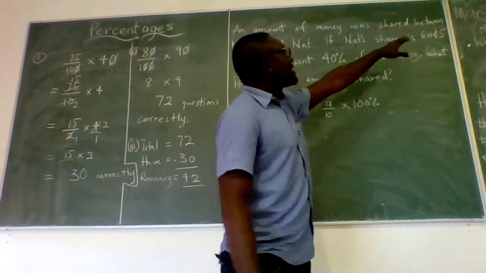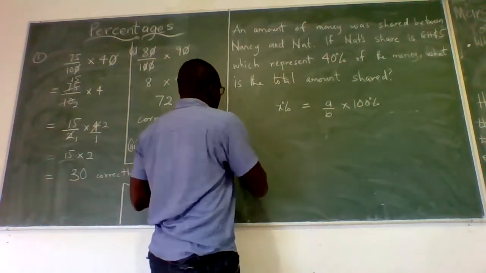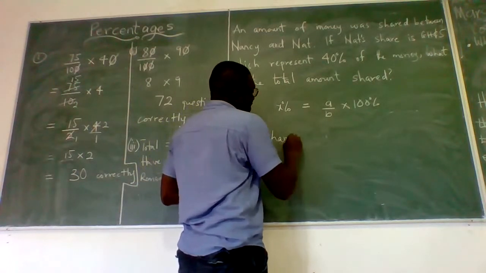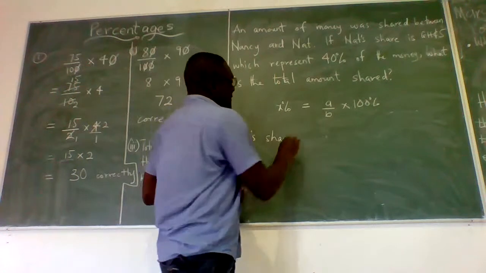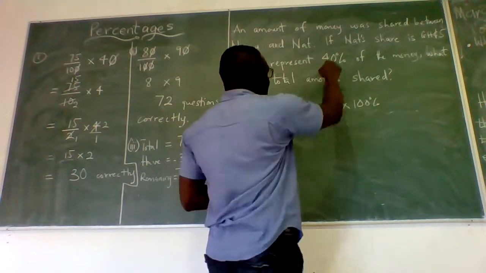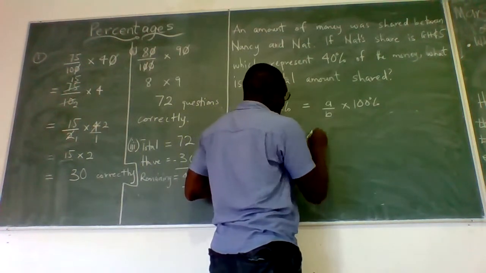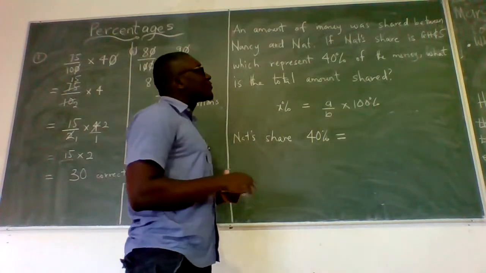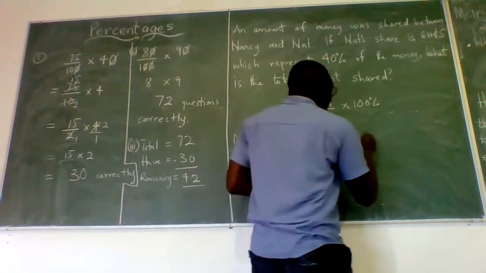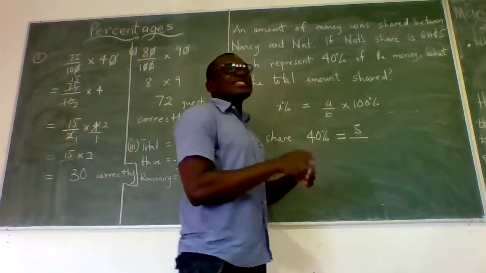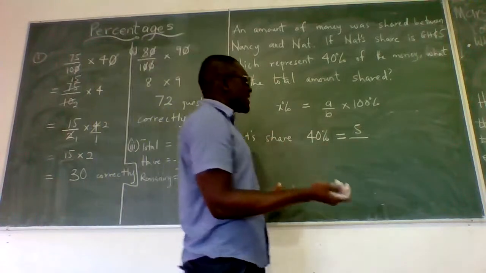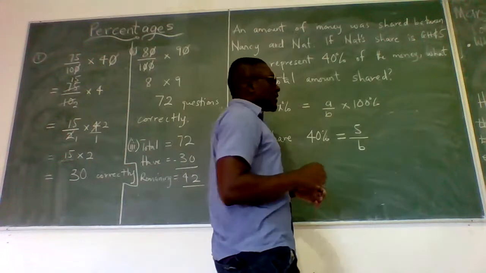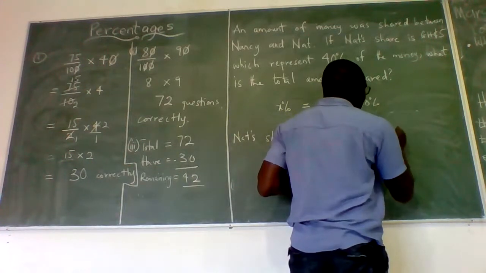So we have been told that the amount that Nat had, so Nat's share is what we are talking about here, that's what we are using. So for Nat's share, we are told that in terms of percentages, it is 40%. So this side is 40%. And this 40% is equal to 5 cedis out of a certain total amount that they are sharing that we don't know, which is this B. And then we multiply it by this 100%.